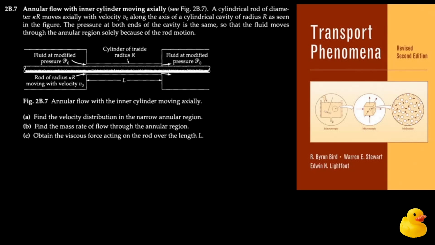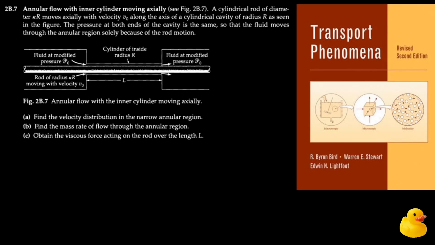The solutions I found online just take an equation from the book and skip a lot of the steps, so that's kind of confusing, but I'll still post it in the description in case y'all want to use it and find it more useful. Alright, so today we're going to deal with an annular flow with inner cylinder moving axially. You may choose to pause the video now and read it before I get started.